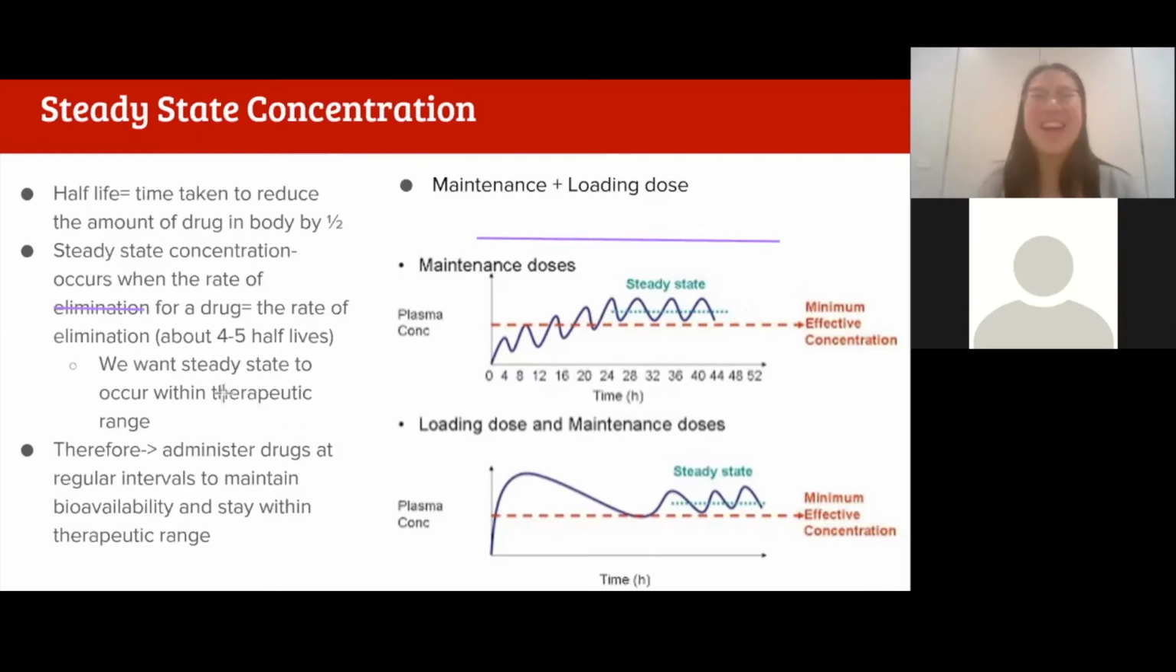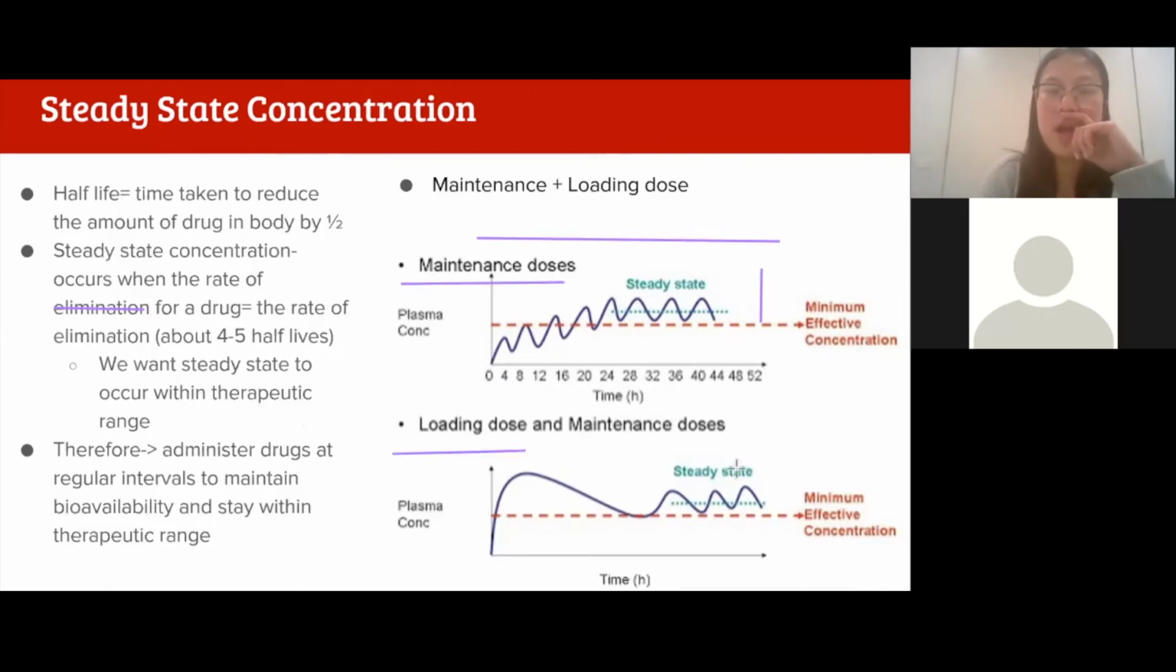Okay, so again, the idea is that we want it to occur within this therapeutic range. Cool. So I guess the application here is that it's important to administer drugs at regular intervals to maintain their bioavailability and stay within that therapeutic range, okay? On that note, I've also wanted to mention what maintenance doses and loading doses are.